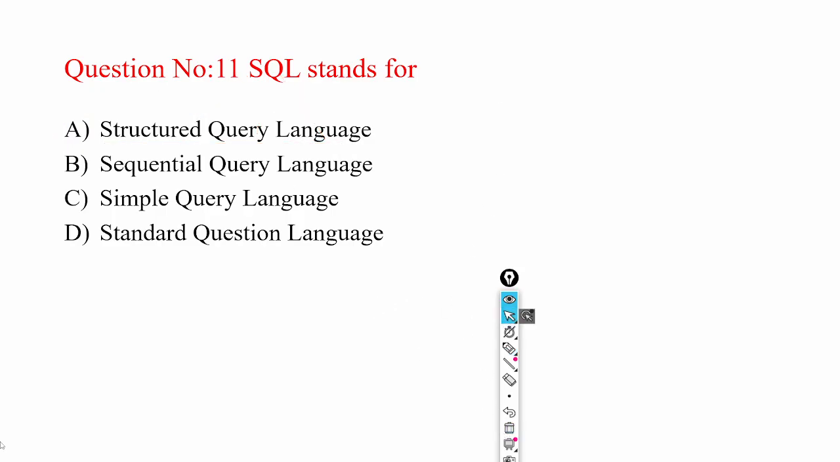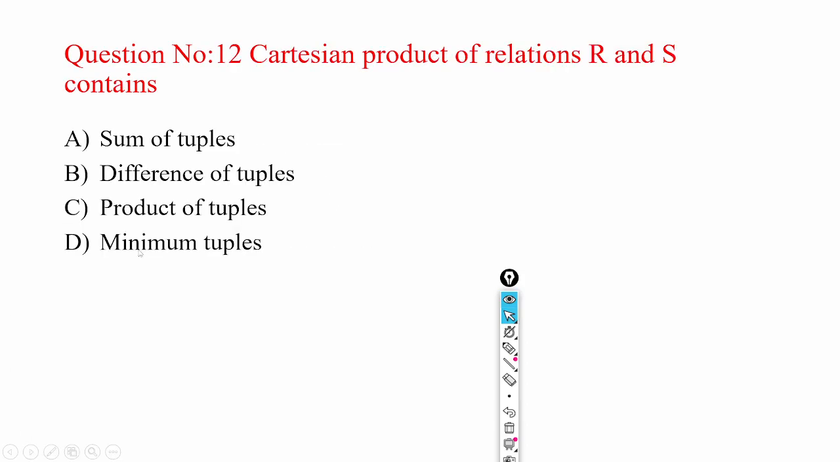Okay, moving to question number 12. Cartesian product of relations R and S contains: sum of tuples, difference of tuples, product of tuples, minimum of tuples. The correct answer is option C, product of tuples.